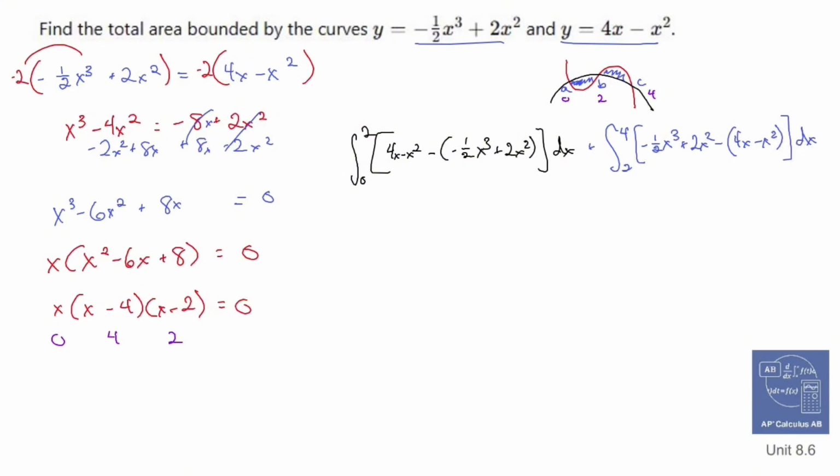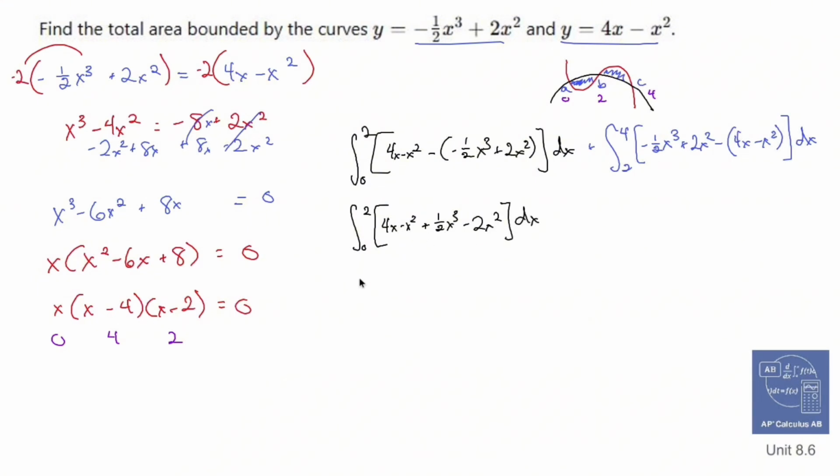All right, now we integrate each one. It would have been nice if I just kept them the same, but it's too late. Let's just do the one on the left first. First thing we're going to do is distribute that negative. We're not even going to integrate yet. 4x minus x squared plus 1/2 x cubed minus 2x squared dx.